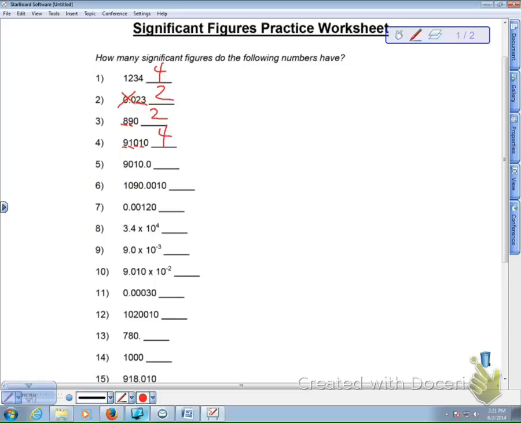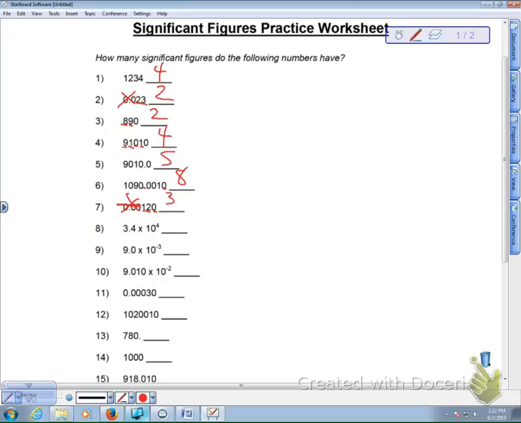In number 5, I hope you put that there are 5 sig figs. The decimal there changes things. Zeros at the end of decimal numbers count. In number 6, there are 8. The decimal makes this 0 count. In number 7, a lot of people will probably miss this. There are 3 sig figs. Of course, the 1 and 2, and then the decimal makes the 0 at the end count, but these are all leading zeros. They do not count.